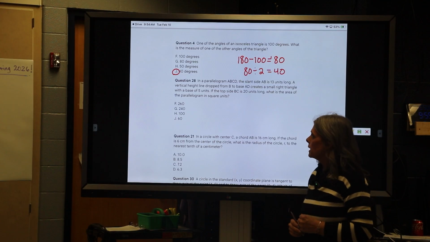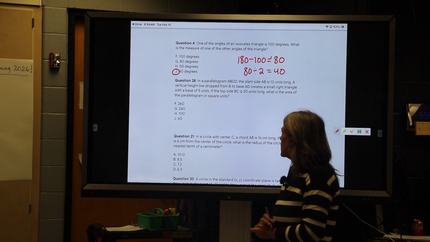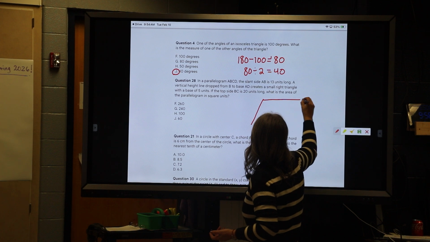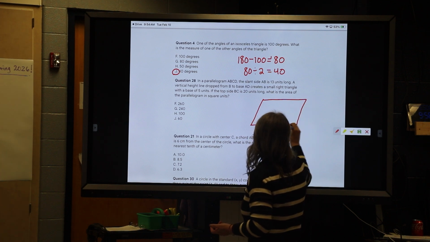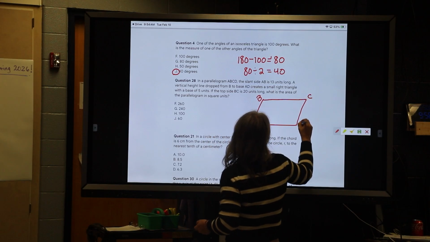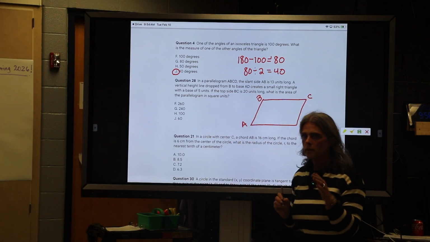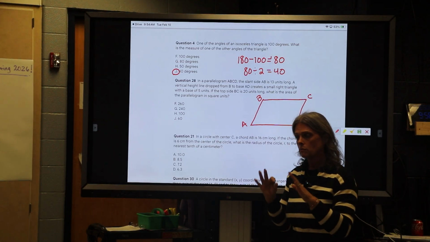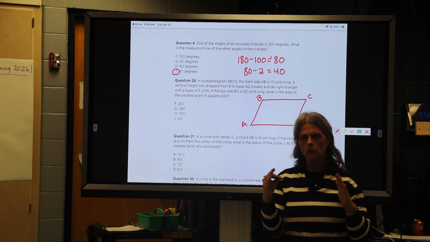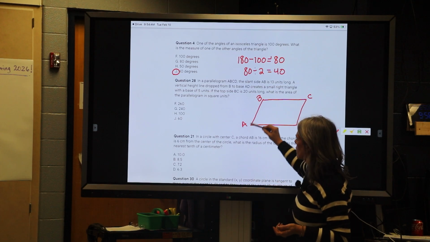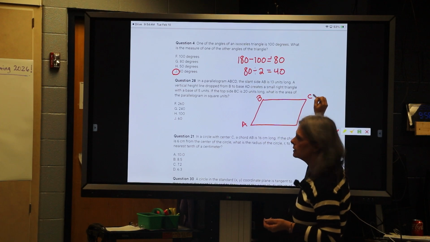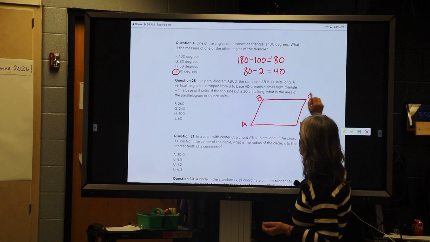All right, question 28. In a parallelogram ABCD, the slant side, okay, so I'm going to go ahead and draw it with the slant. Okay, so A, B, C, D. And guys, that's one thing that I've kind of noticed in class that we've just been kind of putting letters wherever we want, and they can't be like that. You actually have to go around in order. So like you can't do A, B, C, D. It has to be A, B, C, D.